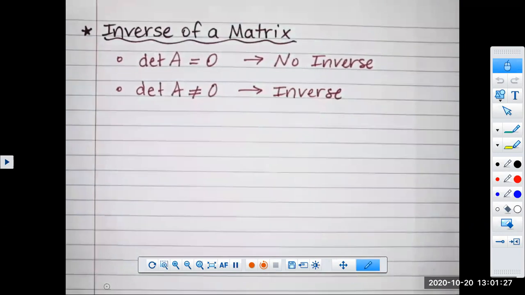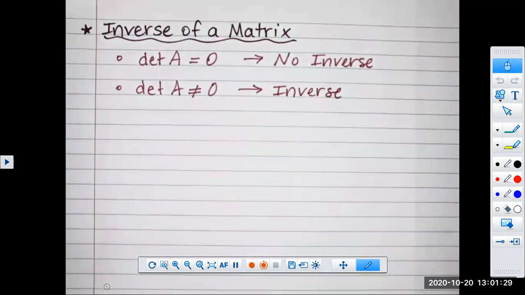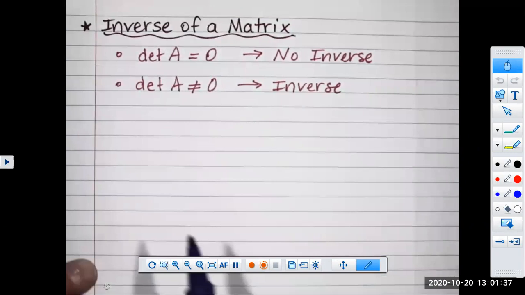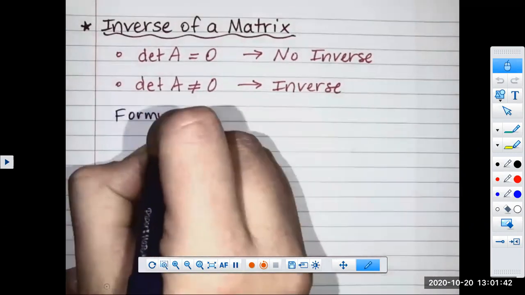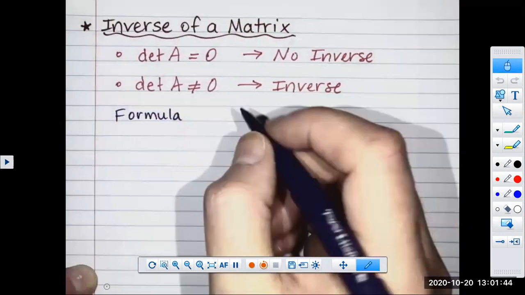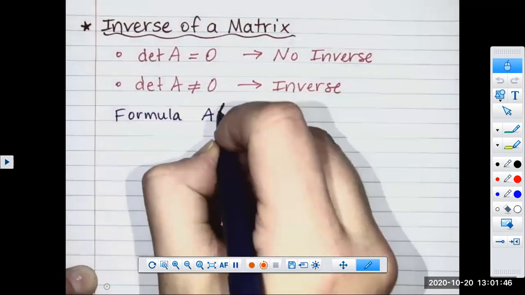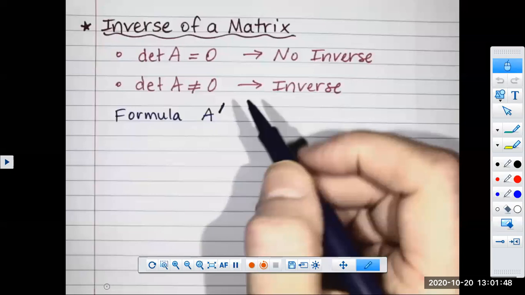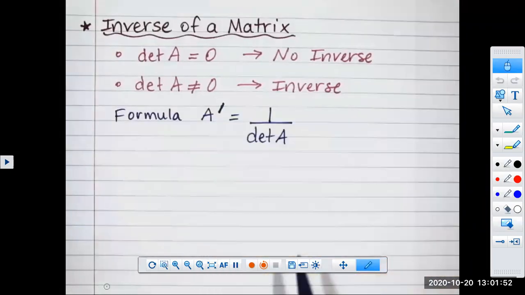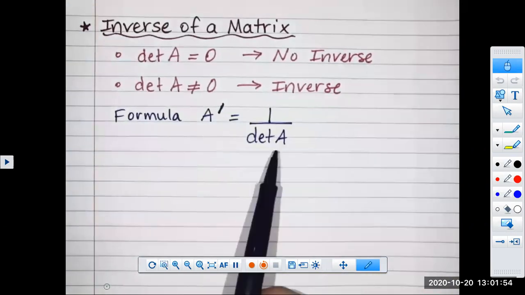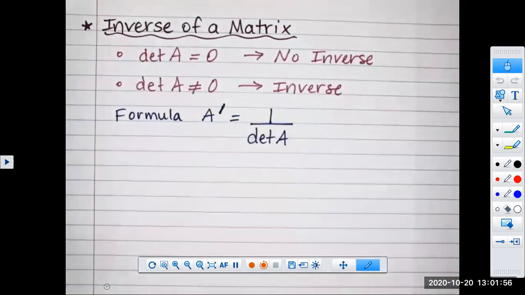So that's the very first thing you check. You have to check the determinant. If it's 0, life's easy for you. You say no inverse and move on. Here's your formula to use to find A inverse. You would say 1 over your determinant value. So find the determinant, and then you're going to make a fraction with it.